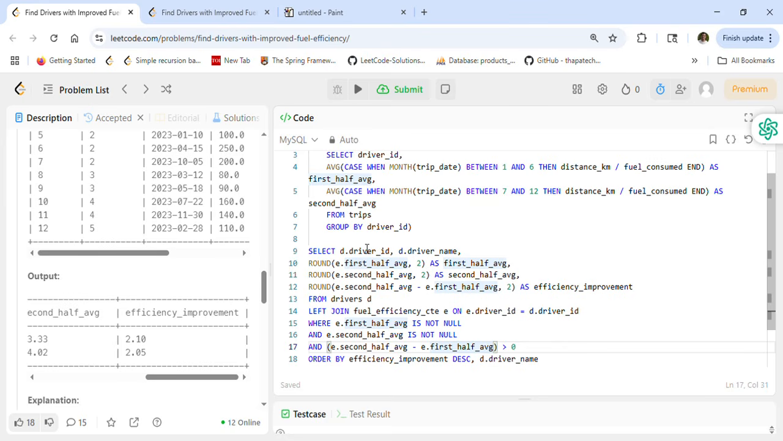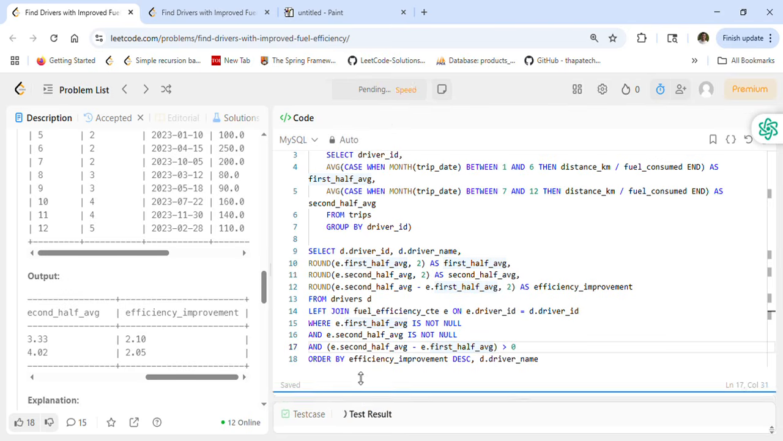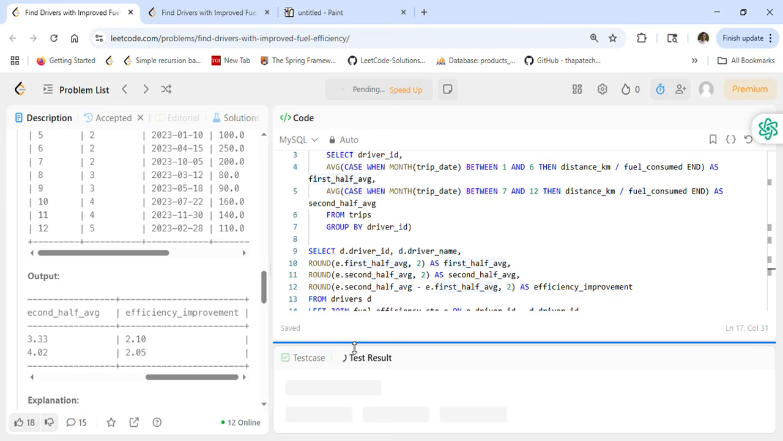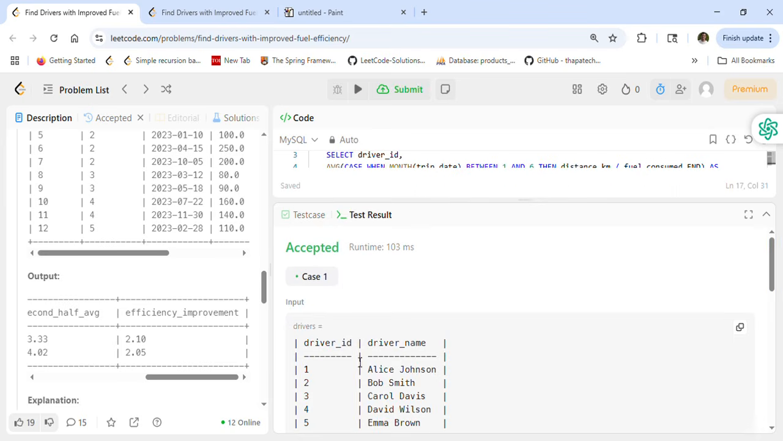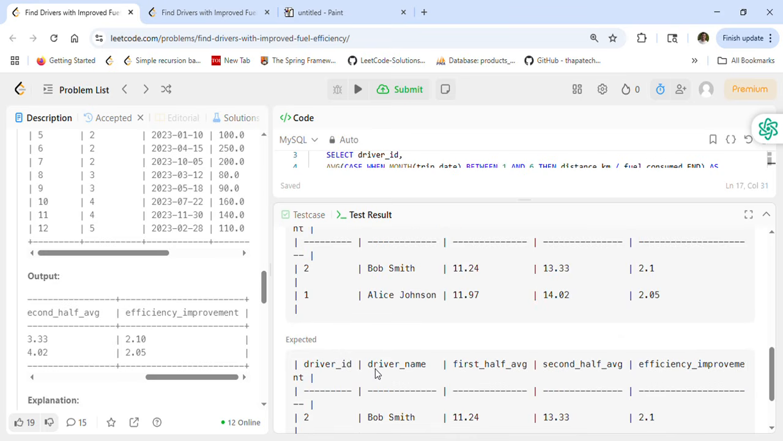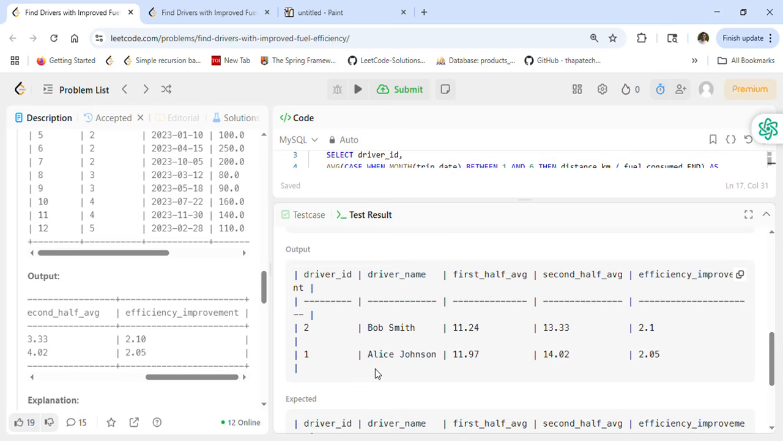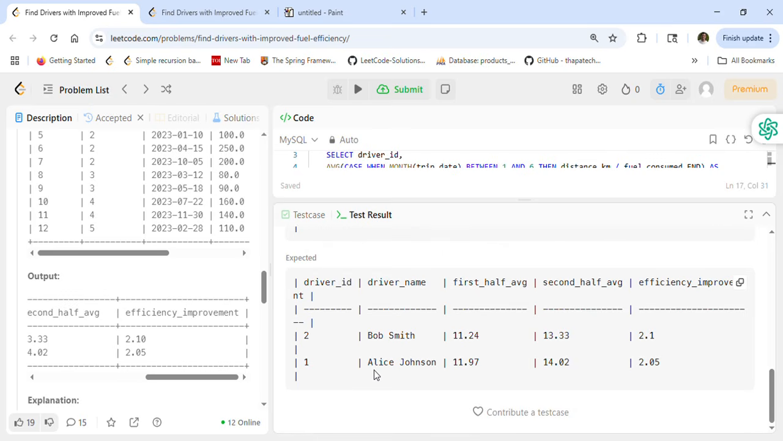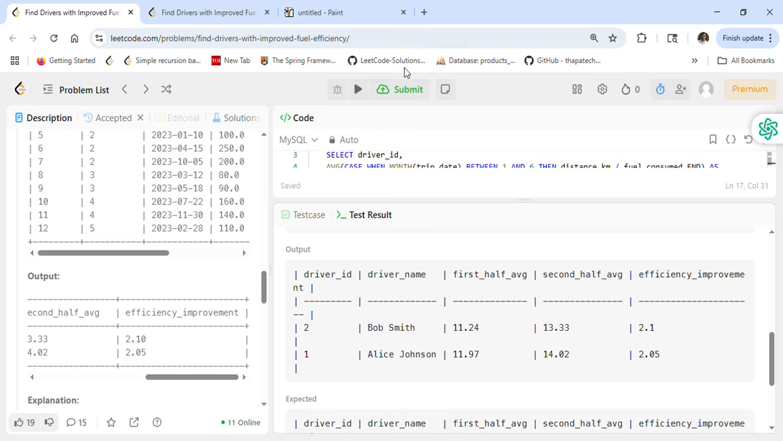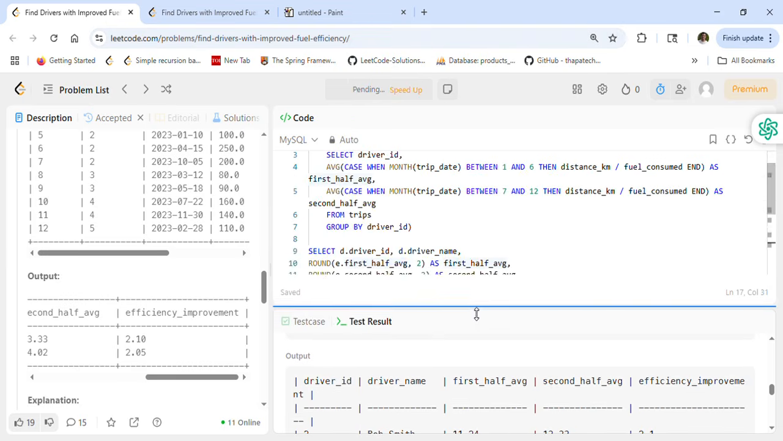So let us run this query and make sure this query compiles and works correctly against the test cases. You can see that our test case is getting passed here. The output we got and their output is matching, so it means that our query is working correctly. So we'll submit this query now to Leetcode, to make sure our query gets accepted by Leetcode.